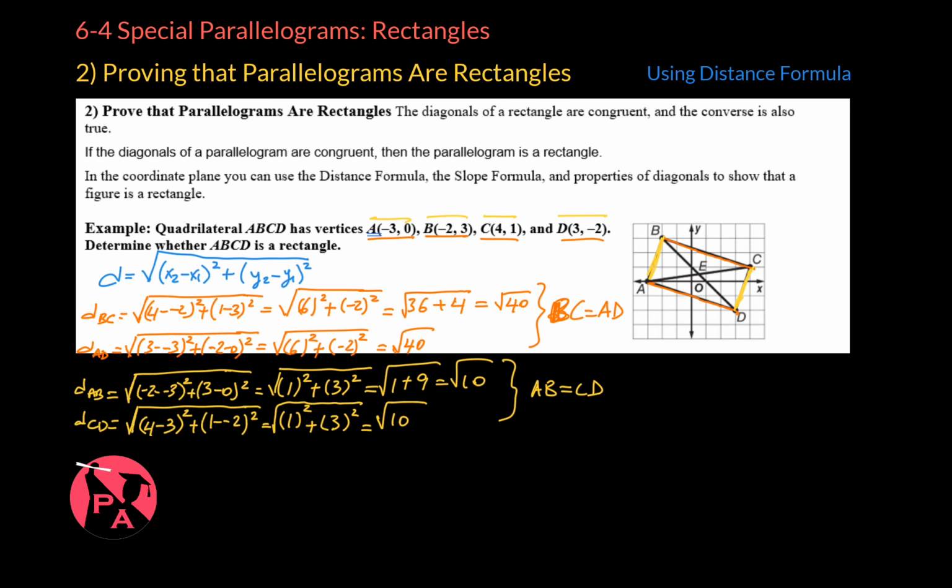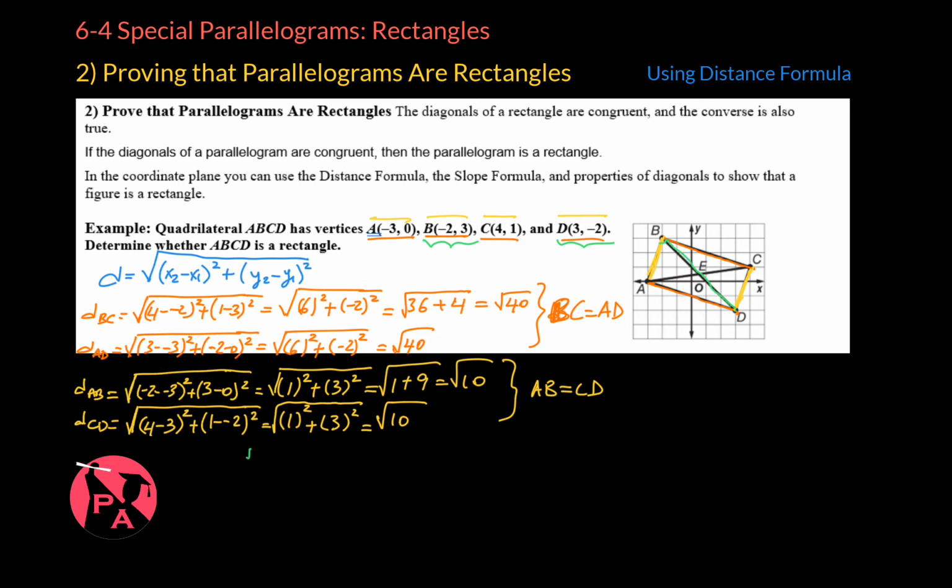Now, the opposite sides are the same, but this doesn't mean that the figure is a rectangle. This just proves that what we have is a parallelogram. Now, we need to see if the diagonals are the same to say, yes, this is a parallelogram and also it is a rectangle. Now, let's do the distance for the diagonals. Point B and D, because this is one of the diagonals, BD.